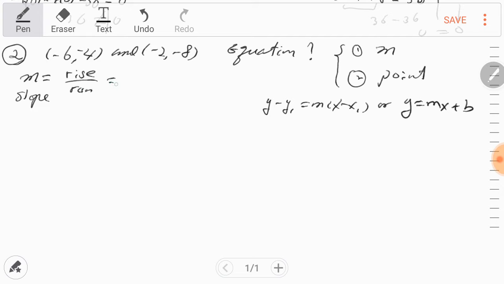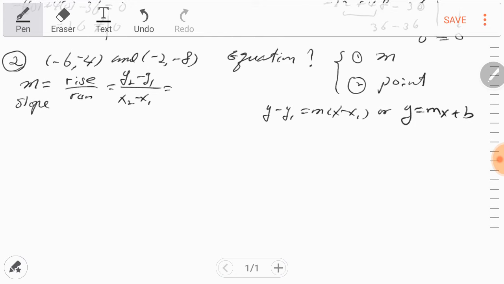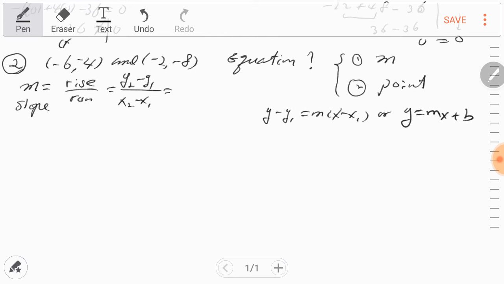Okay, rise is the difference in y. Run is the difference in x, the horizontal. So the formula is y2 minus y1 over x2 minus x1. So let's assume that the first ordered pair is the first point, and the second ordered pair is the second point. So we can use this one. This is x1, y1, x2, y2.